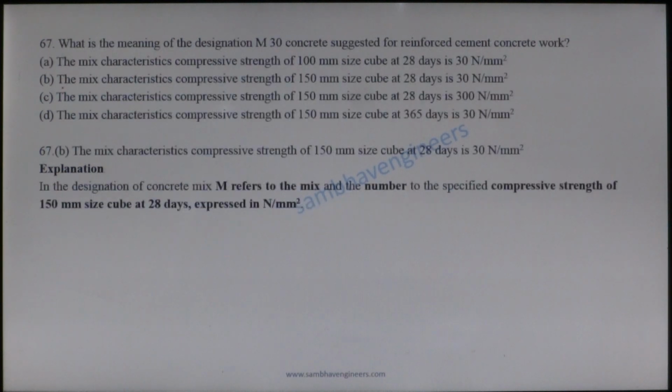Next question. What is the meaning of the designation of M30 concrete suggested for the reinforced cement concrete as per IS 456:2000? In the designation of the concrete, M refers to the mix and the number to the specified compressive strength of 150 mm size cube at 28 days, expressed in Newton per mm square.